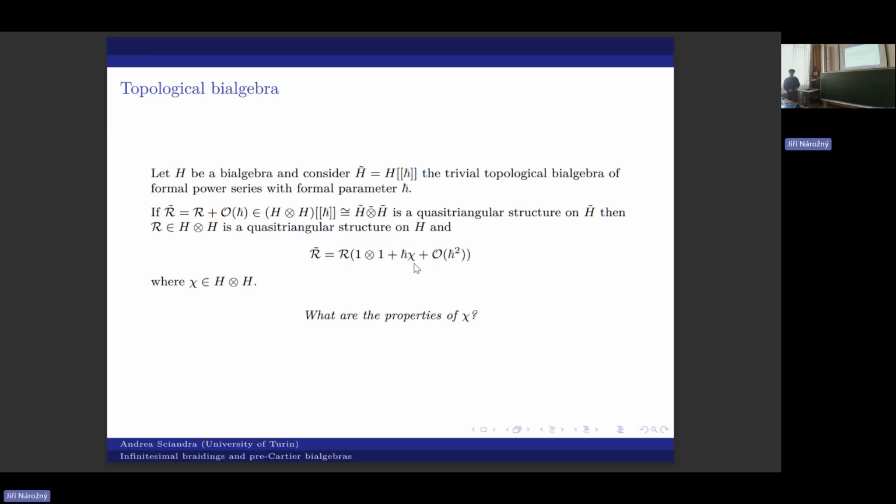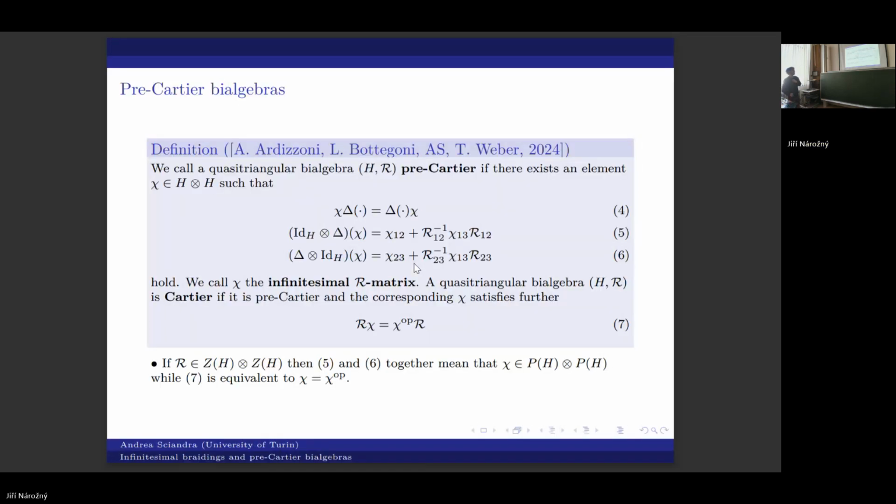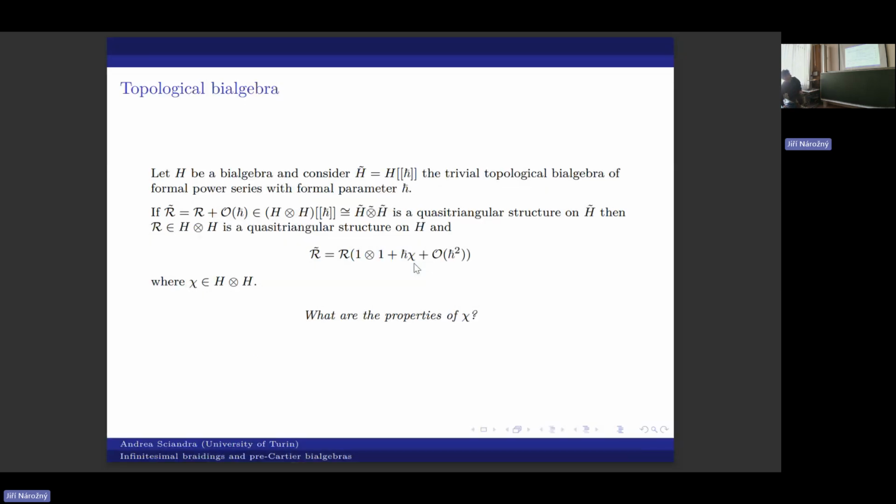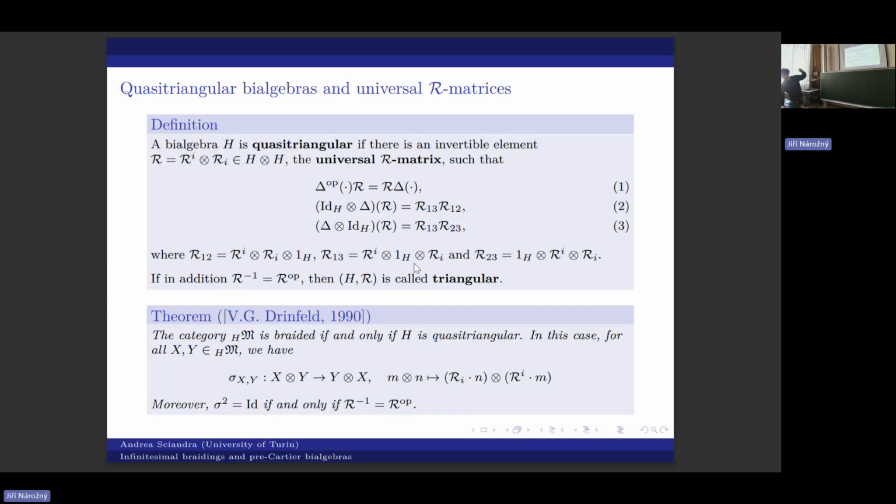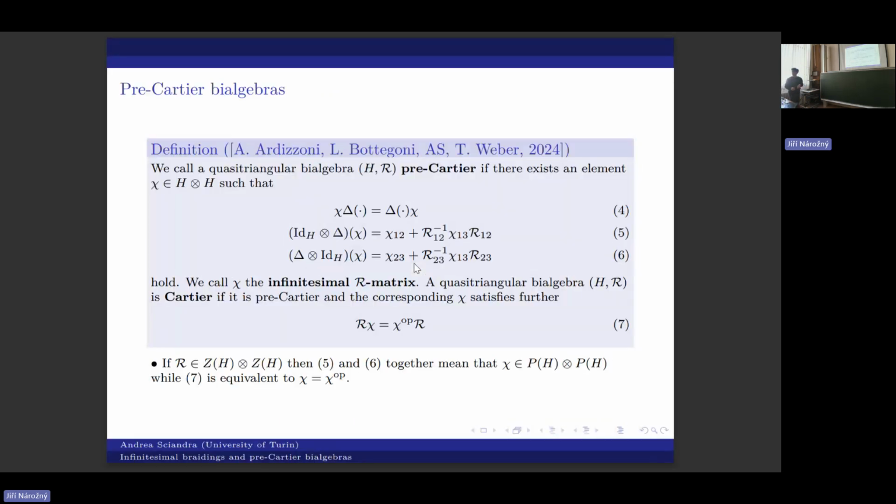And so one could ask, what are the properties of this chi? And these properties can be given, let's say, more in general when you start with a quasi-triangular bialgebra. In fact, you can see that the degree 0 order just tells you that your H is quasi-triangular. So when you have a quasi-triangular bialgebra, you can define a new notion, which is this one, pre-Cartier bialgebra, if you also have an element chi satisfying these three properties. So these three are exactly the properties that correspond to 1, 2, and 3 at degree 1 of H bar. You obtain exactly 4, 5, and 6.